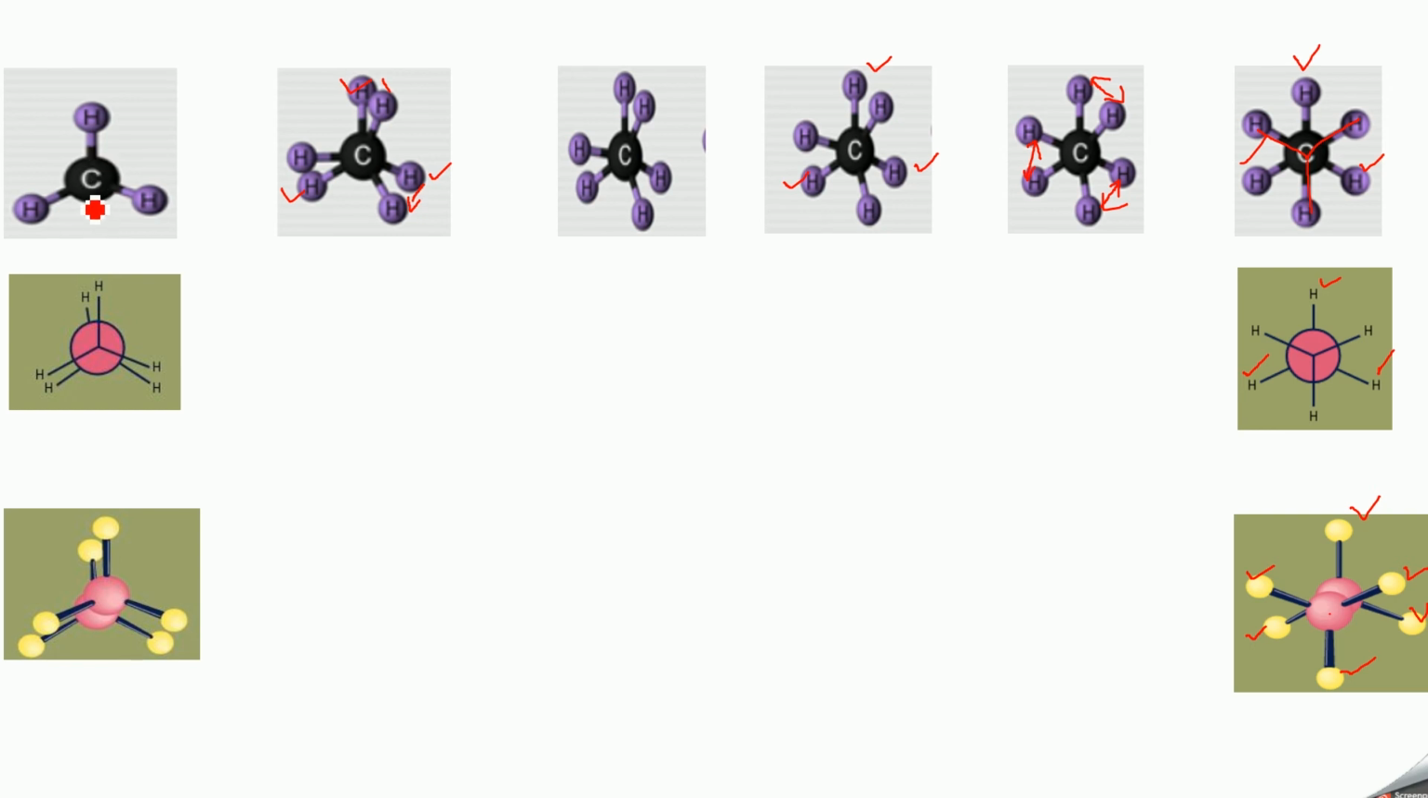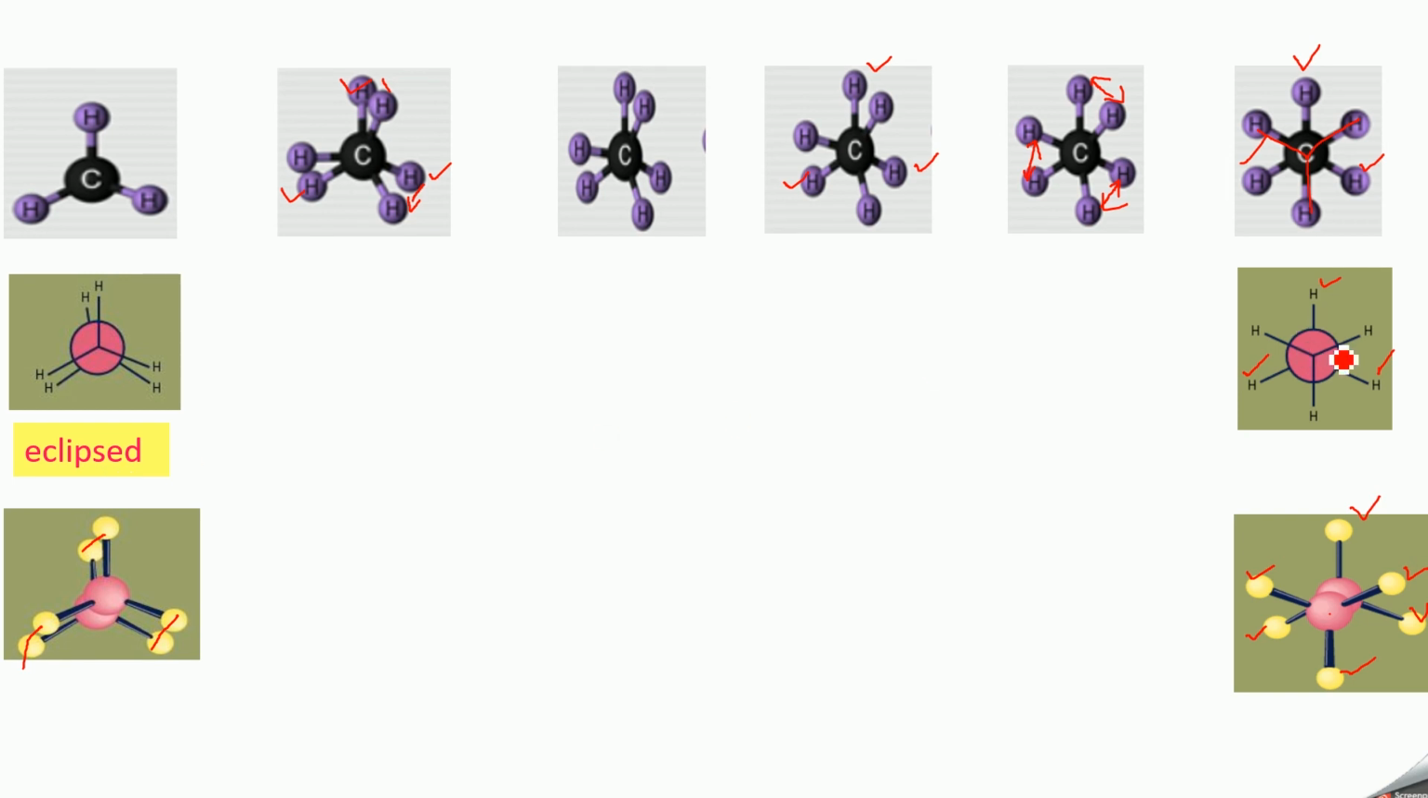Now take this form where these two hydrogens are in the same line. So they will be very close to each other here like this. They are very close to each other. They are in the same line. And this form we call the eclipsed form.